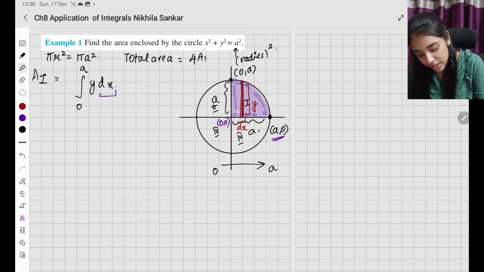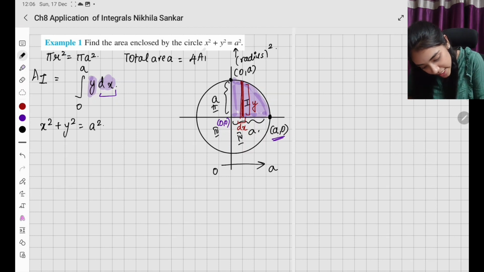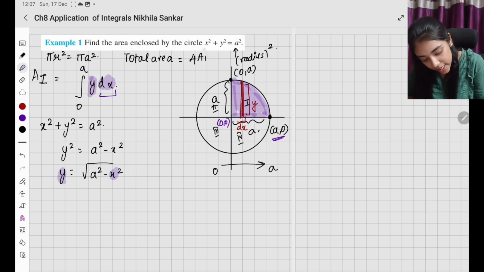Now what do you see here? The variable is in terms of x and here the variable is in terms of y. So now, instead of y, I have to write it in terms of x. What equation do I have? I have x square plus y square equals a square. So y square equals a square minus x square, and y equals square root of a square minus x square. Now I have y in terms of x.